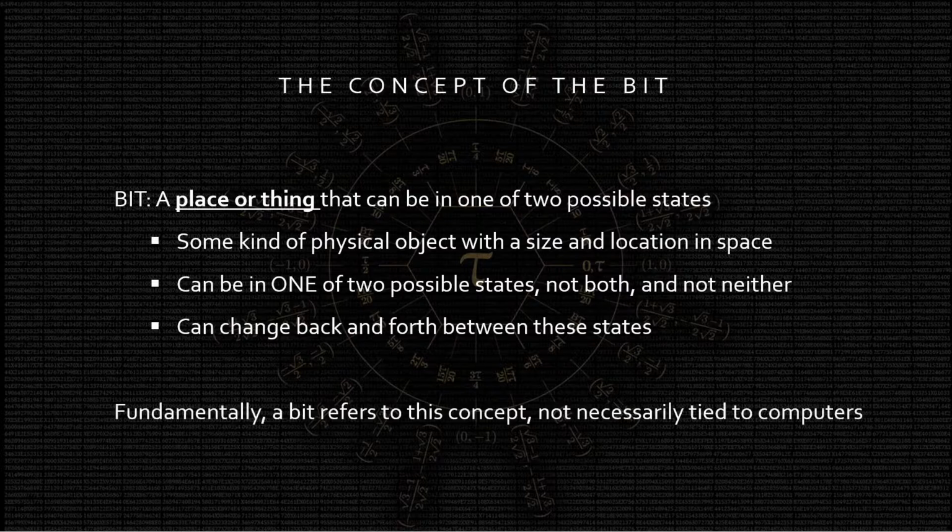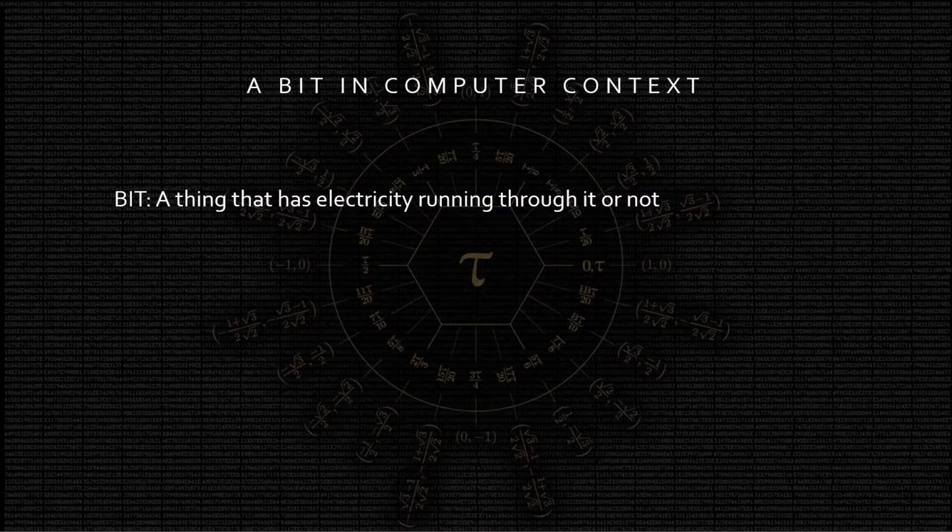So as you can see, a bit actually obtained its meaning from outside the world of computers. It doesn't necessarily have to involve computers at all. However, the computer industry has been using the term bit for so long that it's now pretty much standard that when we talk about bits, we're talking about them in the computer context. So in a computer, a bit only differs from what I talked about before in as much as what the thing is and what those two possible states are.